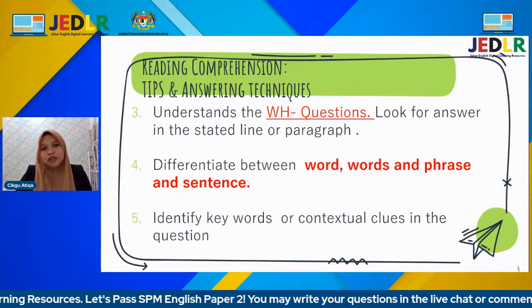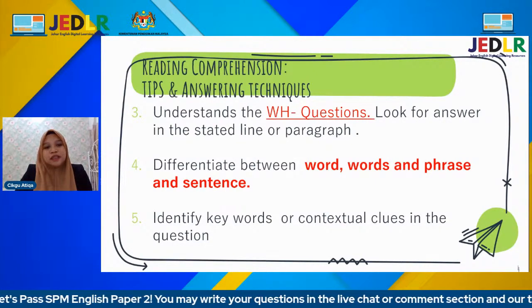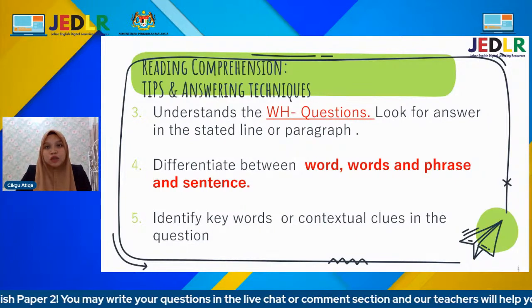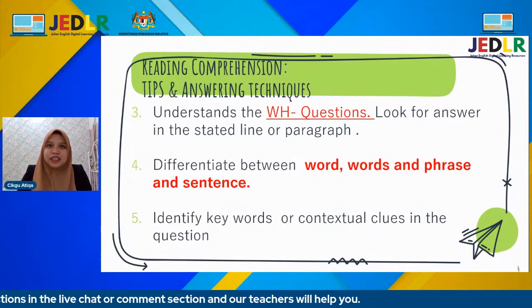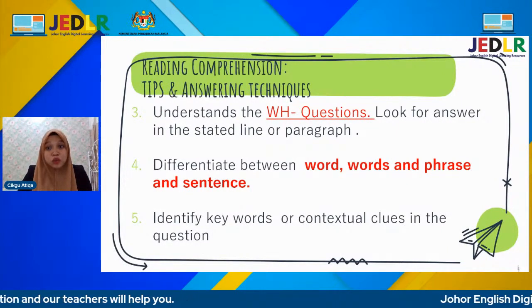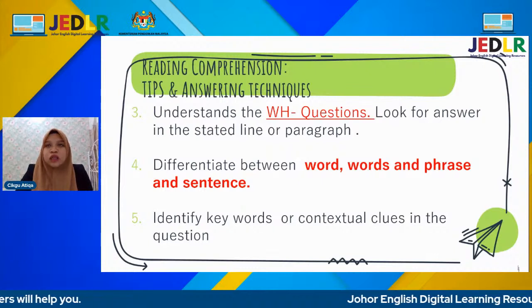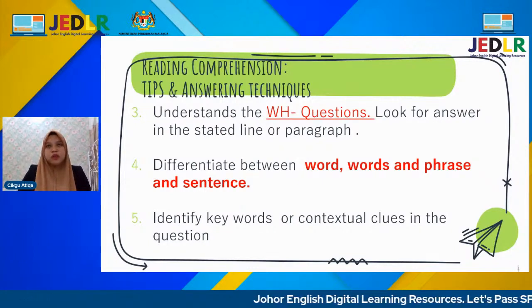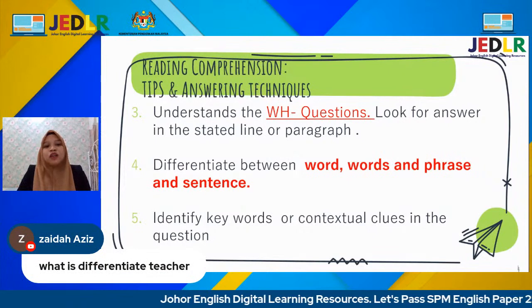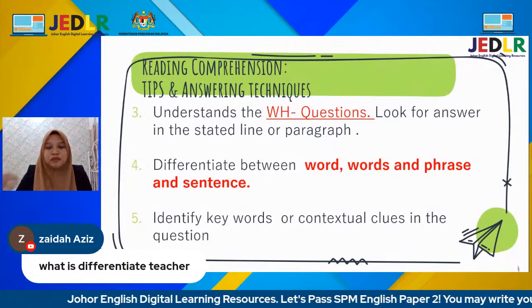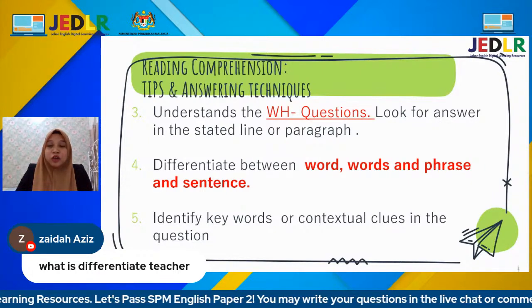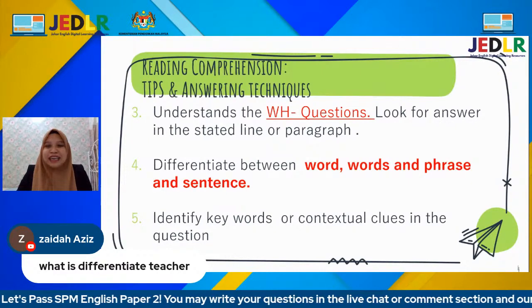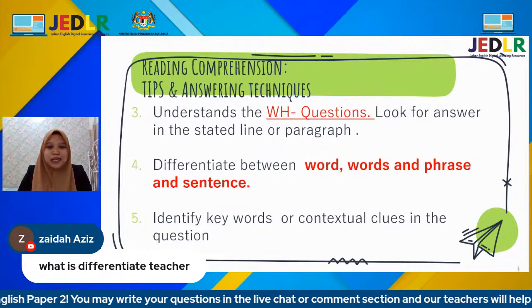And then after that, the last part is that you need to identify keywords and contextual clues. After you identify the WH questions, where to find the answer, and what it is that they want, either words or phrase or sentence, you need to find keywords, kata kunci, or contextual clues that will help you understand the question. Contextual clues means hint lah, macam bayangan kat mana tu agak-agaknya.